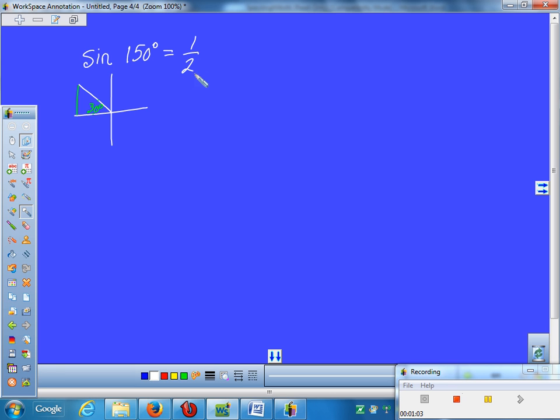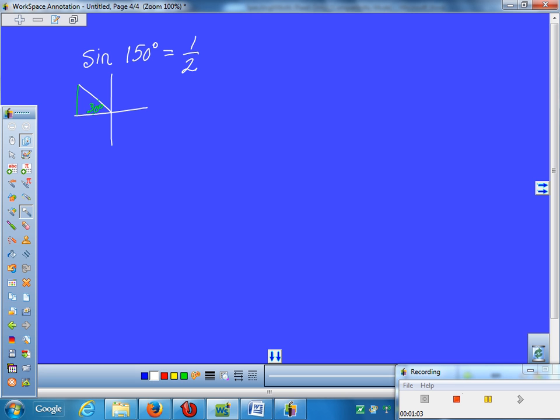Now, the other thing you're going to have to do is watch your quadrant and check for positives and negatives. In other words, All-Star Trig class is with us every single problem, every single trig function. We're in the second quadrant. What's sine in the second quadrant? Sine is positive, so yes, it would be a positive 1/2.